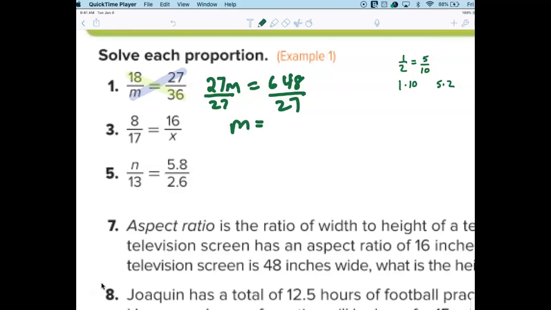Did anybody else get 24? Yes. Good. 24. That's the answer to number 1. Now we're going to do the same thing with 3. We're going to do the same thing with 5. And then I'm going to say, guys, we're pretty good. We can figure this out.